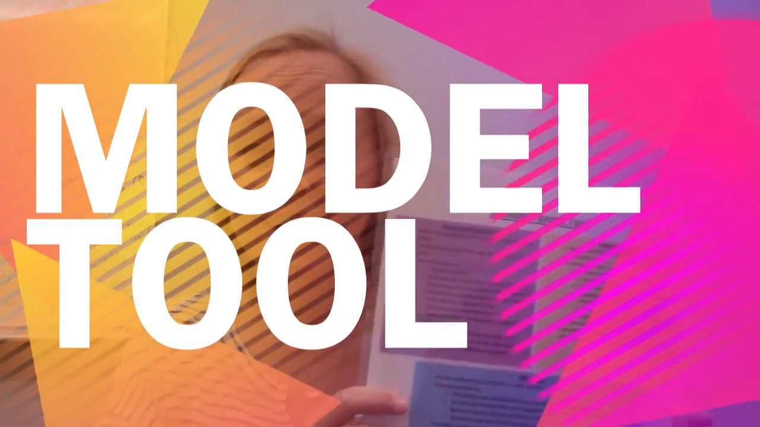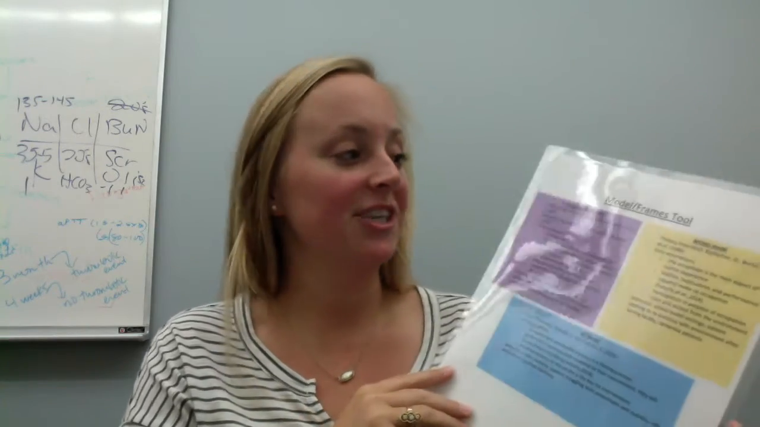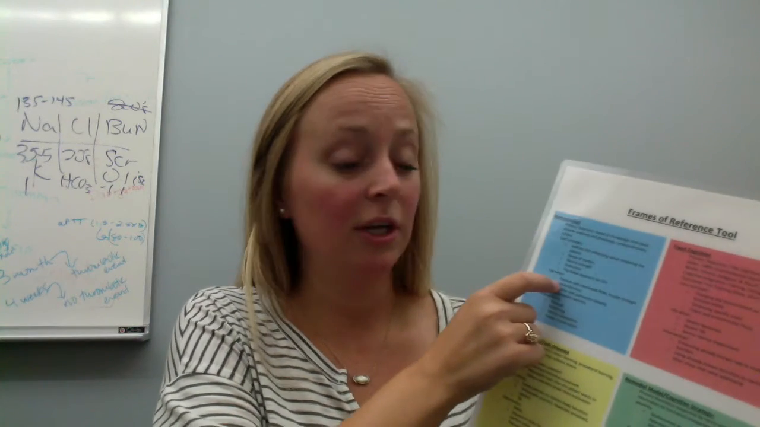I wanted to show you my model tool and framework reference. As you can see, it is a front and back laminated copy with models on the front and frames on the back. They're each done by color, as you can see. Each thing has the primary theorist, core concepts, scenarios, and on the primary theorist, core assumptions, use when, and interventions.